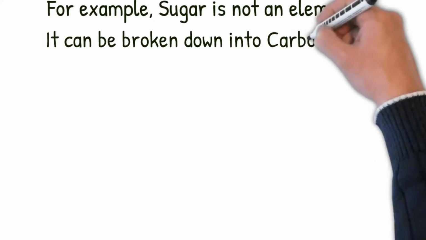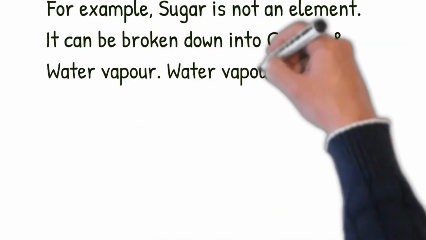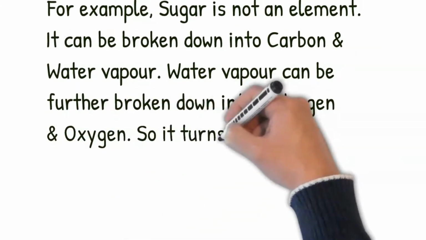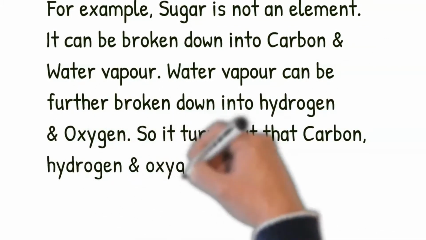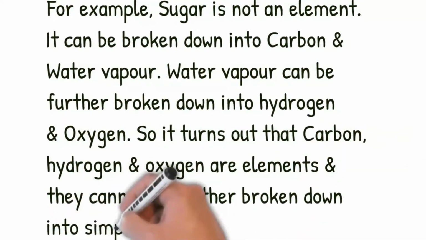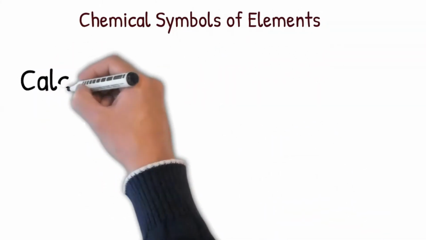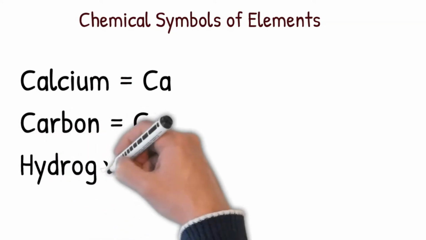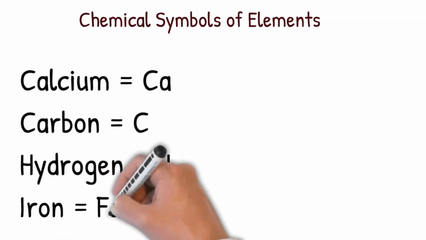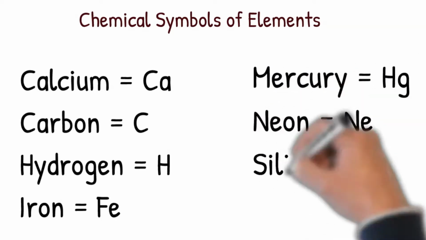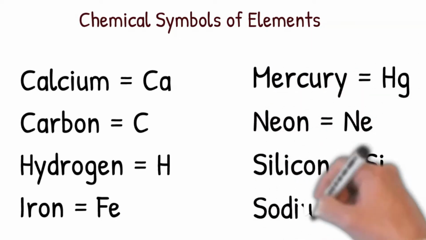It can be broken down into carbon and water vapor. Water vapor can be further broken down into hydrogen and oxygen. So it turns out that carbon, hydrogen, and oxygen are elements and they cannot be further broken down into simpler substances. Chemical symbols of elements: calcium, Ca, carbon, C, hydrogen, H, iron, Fe, mercury, Hg, neon, Ne, silicon, Si, sodium, Na.